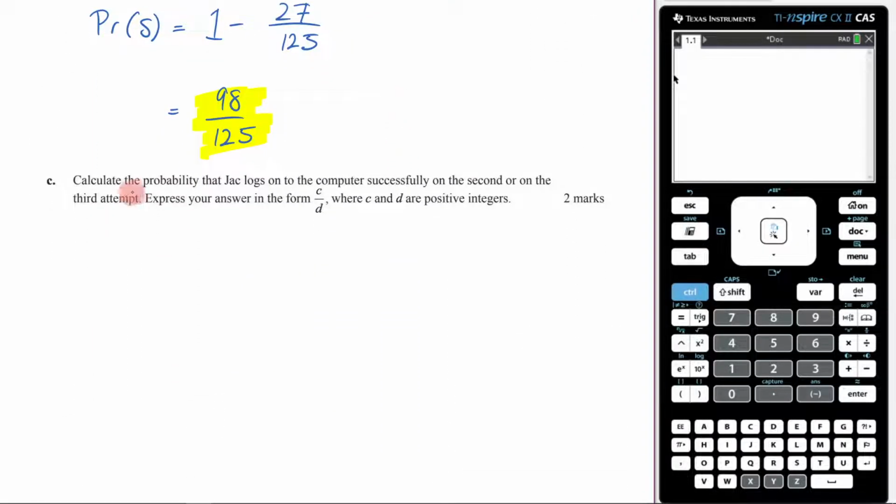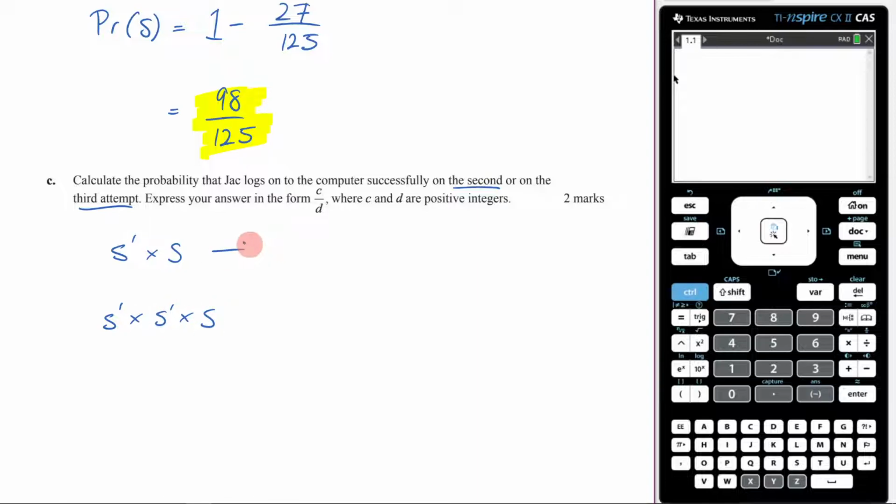Next one. Calculate the probability that Jack logs onto the computer successfully on the 2nd or 3rd attempt. Express your answer in the form C on D, where C and D are positive integers. Okay, so if it's successful on the 2nd attempt, that means he failed at the 1st attempt, but then he got the 2nd one. And if he succeeded on the 3rd attempt, that means he failed the 1st attempt, he failed the 2nd attempt, but then he got the 3rd attempt.